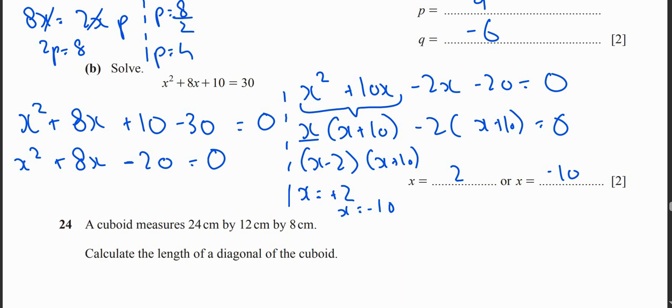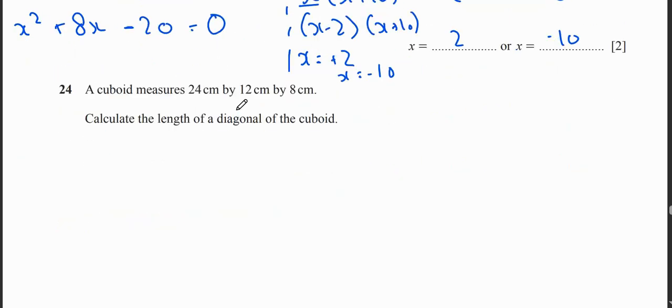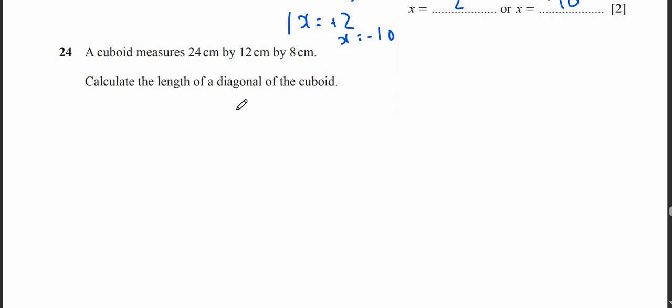Alright. Now moving on to our next question, question number 24. It says that a cuboid measures 24 centimeters by 12 centimeters by 8 centimeters. Then it says calculate the length of the diagonal.